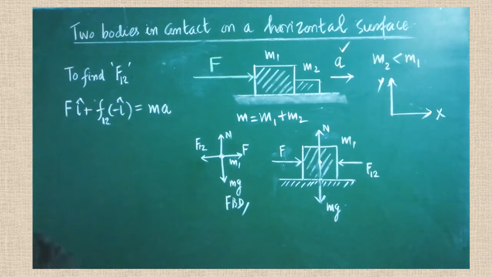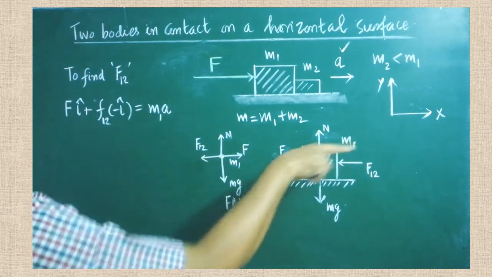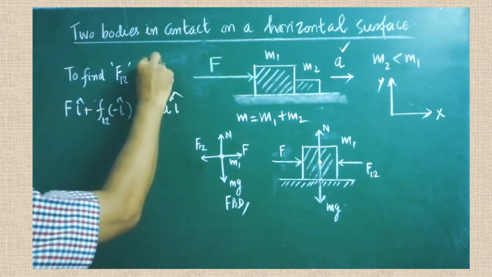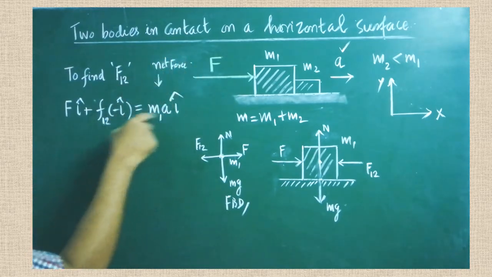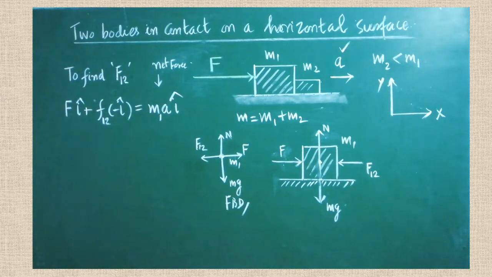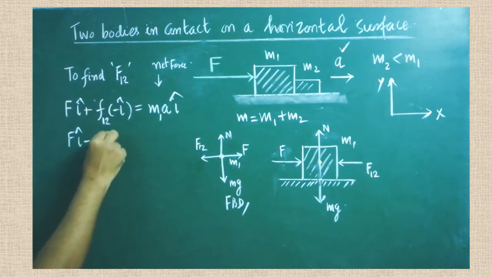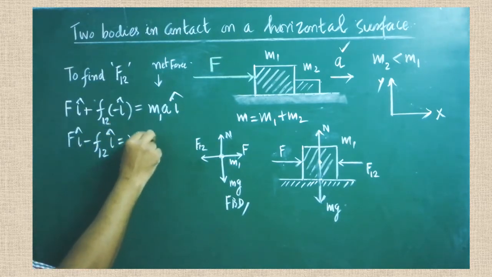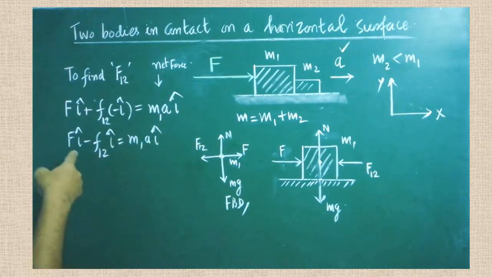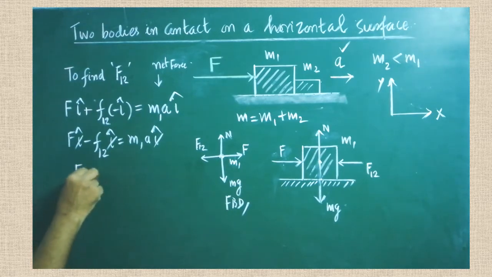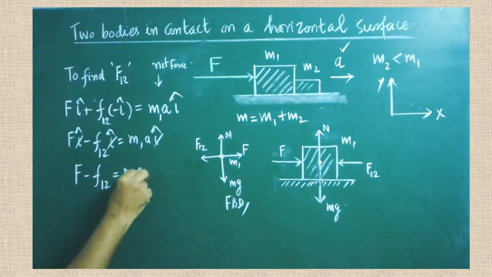Any doubt on this? Why is MA written? MA is written only because we have to find out whether there is any net force acting on the system. This is to be calculated only on mass M1. Net force will be acting only in this direction because this one is dominating. Therefore, M1 A i cap can be written. This portion gives you the net force. This is from Newton's second law. Now all the i components are to be eliminated: F i cap minus F12 i cap equals M1 A i cap. Remove all the i's from both sides, just pick up the components alone. The i cap can be removed. F minus F12 is equal to M1A.